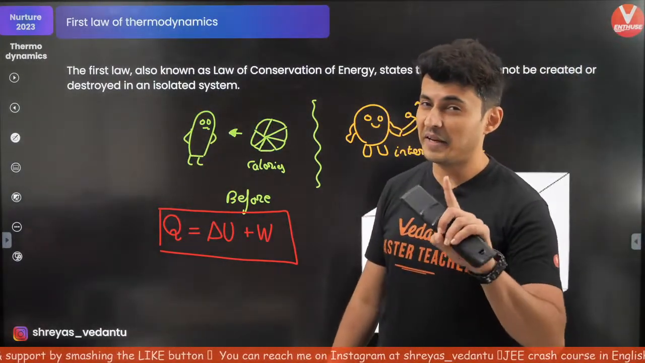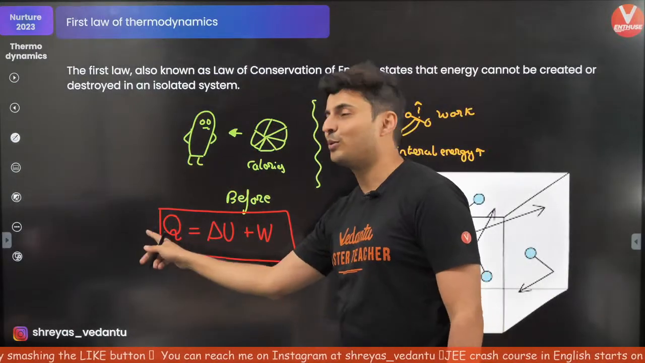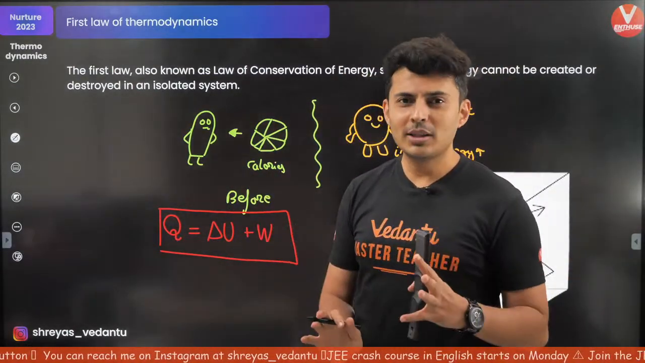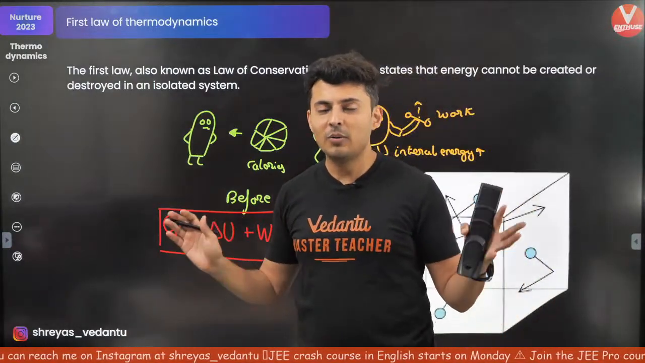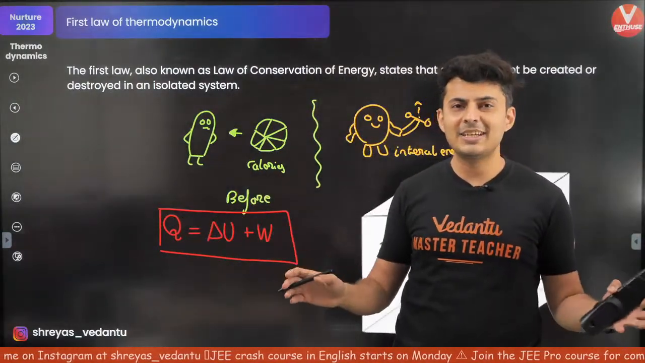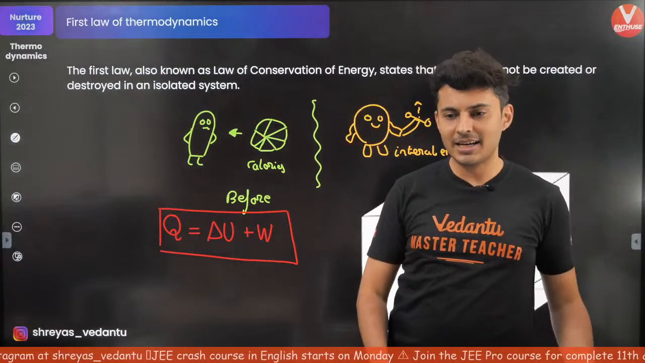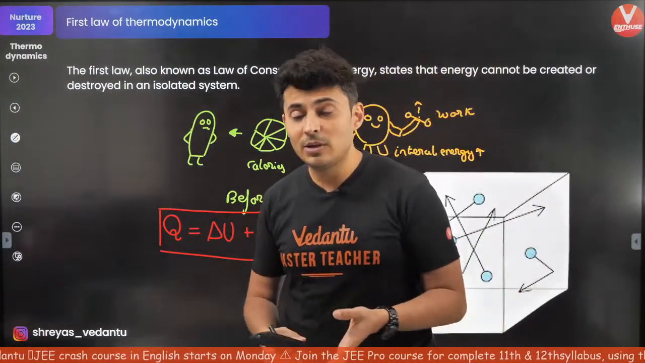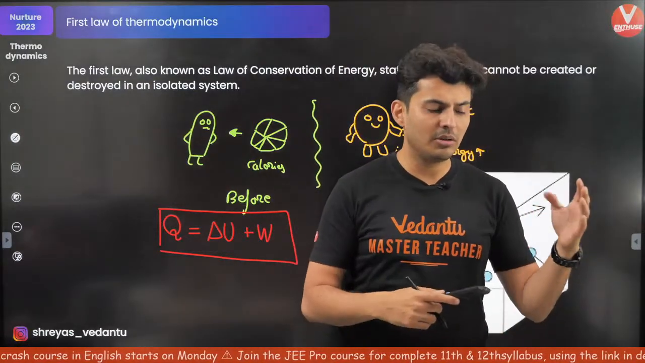So you can never forget the first law in physics. In chemistry, it is slightly different because the W term goes over there. That's where crazy things happen. The trick to not get confused is to remember only for one subject, and you automatically remember it for the other. For physics, it is Q is equal to delta U plus W.